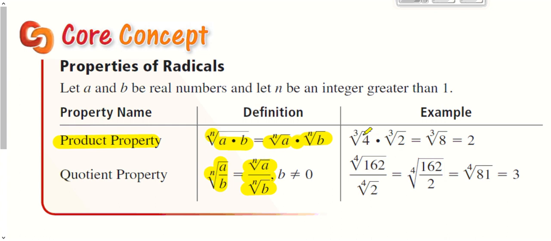And with numbers, the cube root of 4 times the cube root of 2, well, I can do 4 times 2 and have the cube root of 8, which is 2. If I had the fourth root of 162 divided by the fourth root of 2, I can put those back in the same fraction and have the fourth root of 162 divided by 2. 162 divided by 2 is 81. So the fourth root of 81, which is 3. So these products, and that was the quotient property, these properties work forwards and backwards. You can work them either way, or you can use them either way.